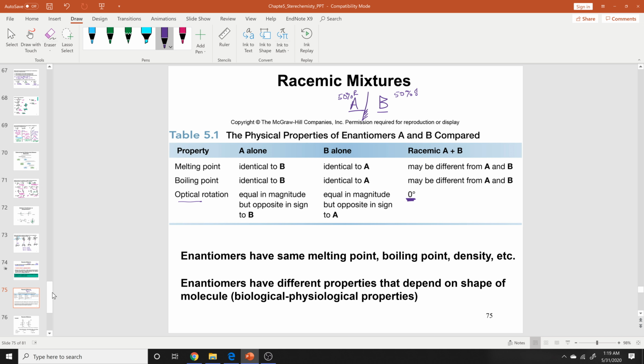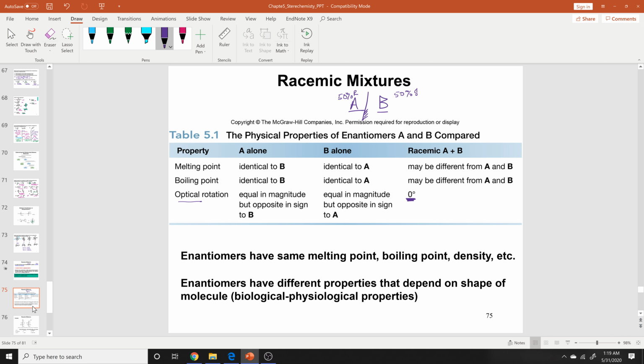Then for the optical rotation, one of them is going to rotate the plane of polarized light to the right, the other one will rotate it to the left. Then the plane of polarized light will end up not being rotated at all. Enantiomers do have the same physical properties. Enantiomers normally have different properties that depend on the shape of the molecule, but the physical properties are the same: same melting point, same boiling point, and same density.